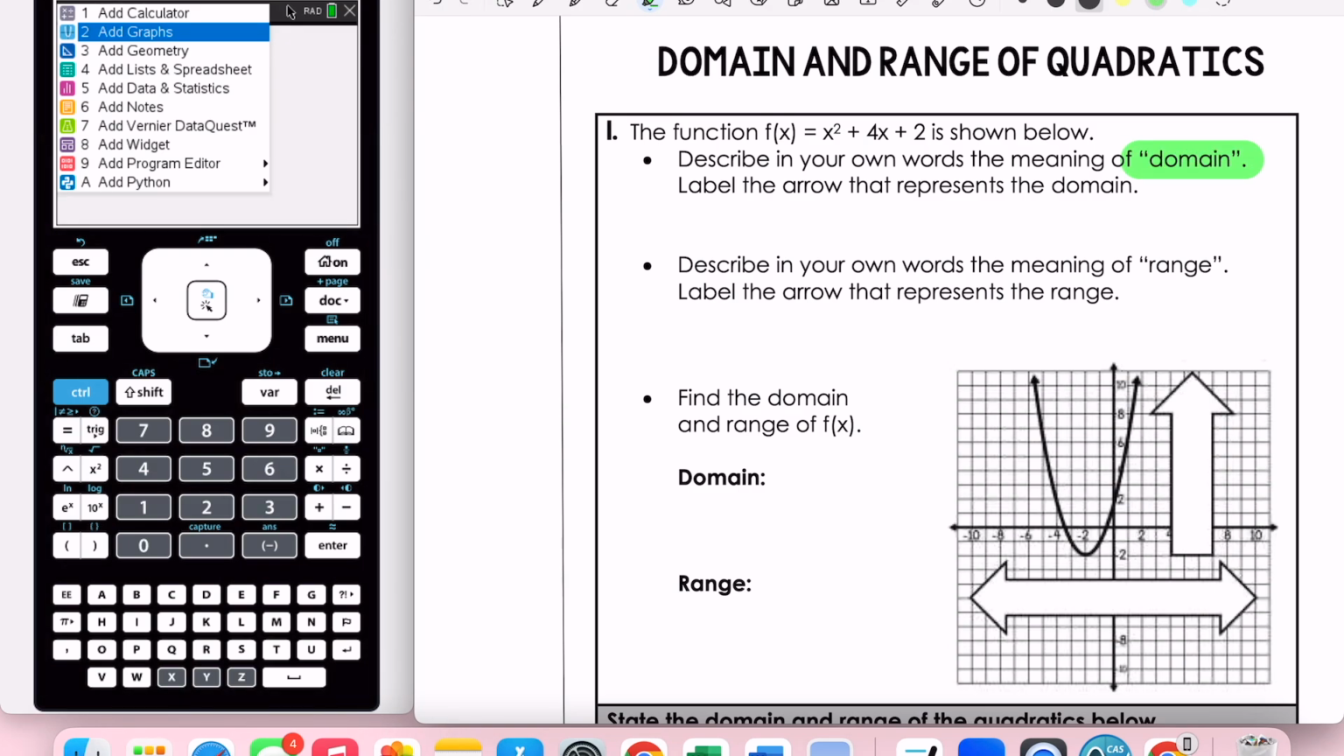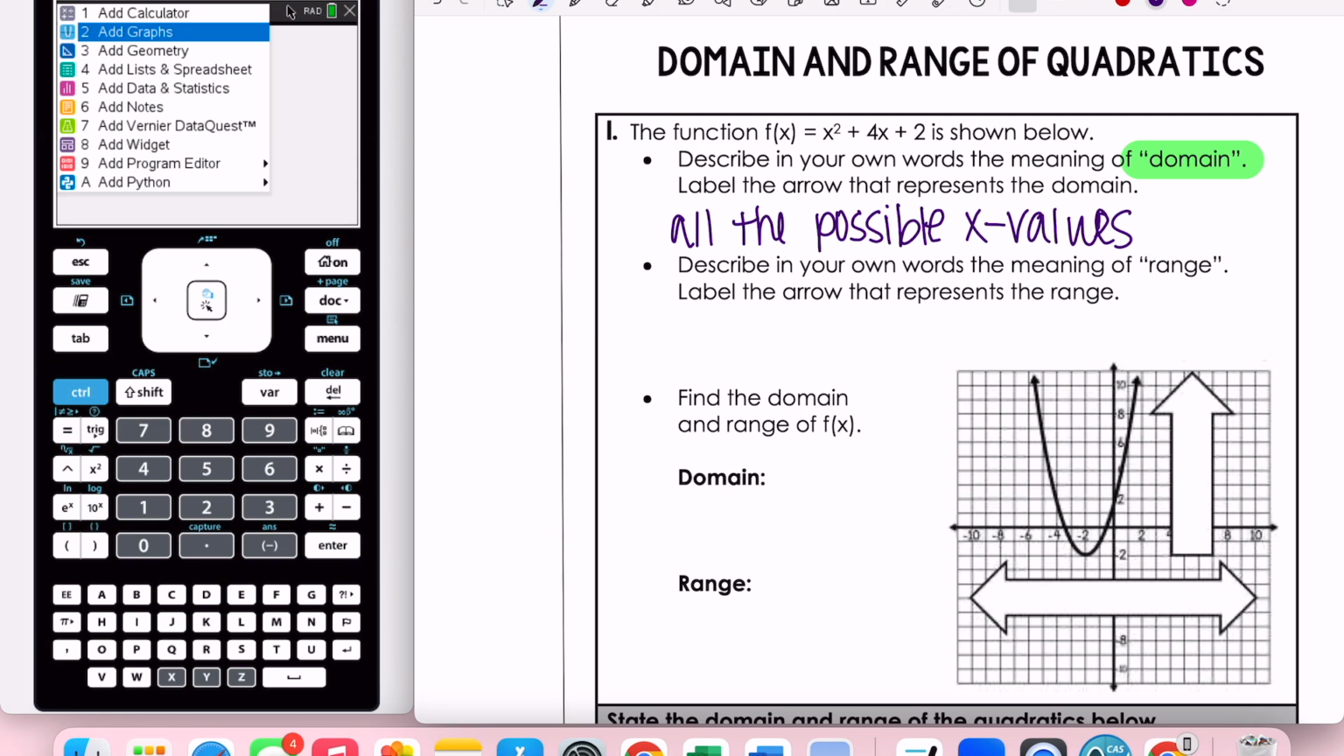Label the arrow that represents the domain. Now, remember, domain is all the possible x values of a function. So it's all the possible x values of a function.